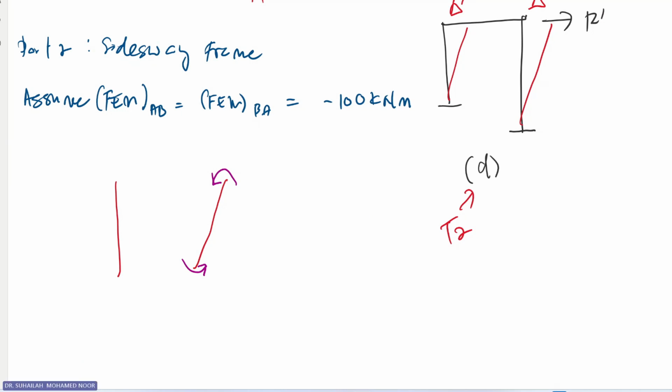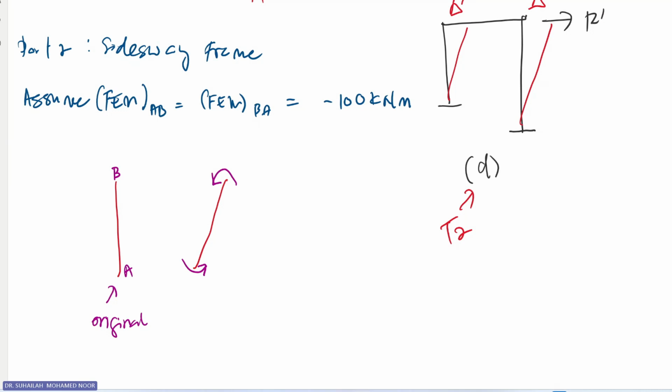Okay, from vertical. This is the original position, AB. After side sway, the frame becomes inclined. The column AB becomes inclined.